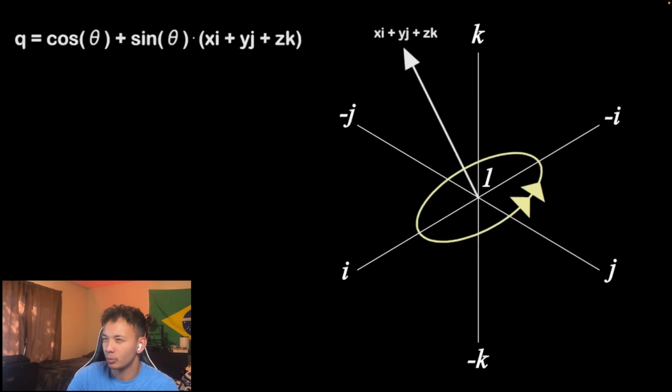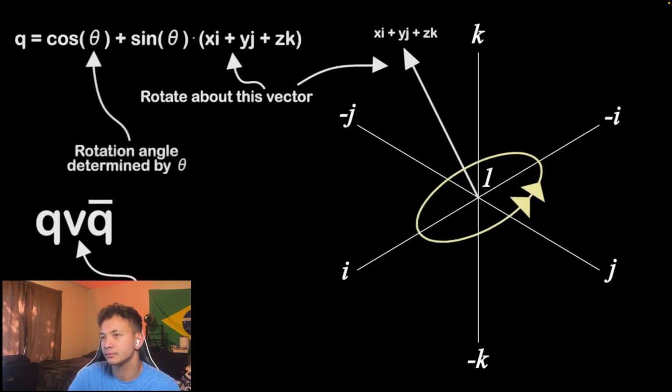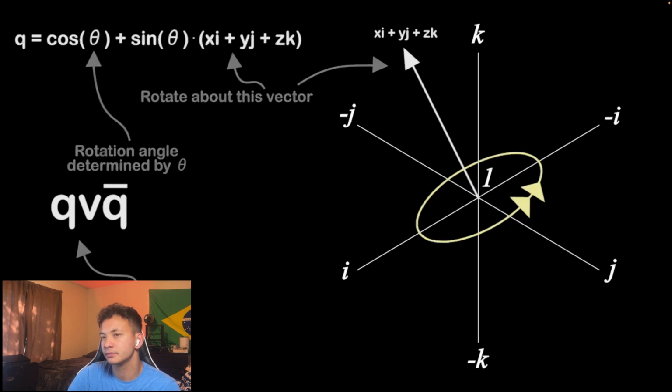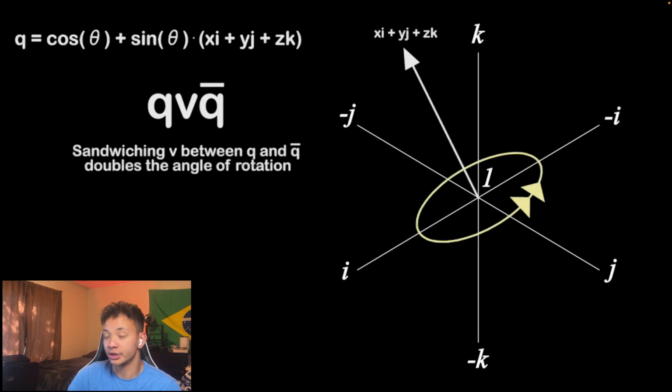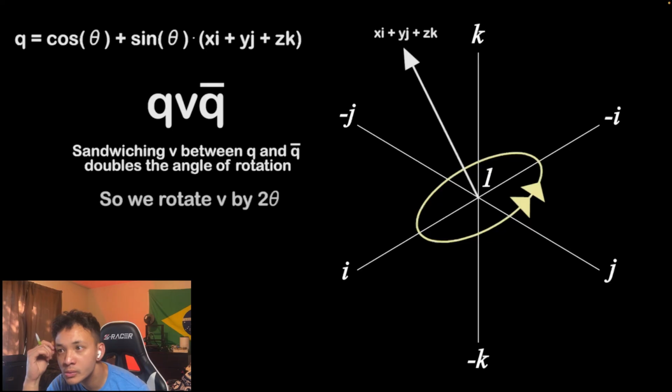So the vector which we are rotating about is given by the vector part of q, and the vector which we want to rotate is given by v. Much like complex number multiplication, the angle that we want to rotate is given by theta in this expression. But there's a catch. Since we sandwich v between q and q conjugate and end up doubling the rotation about the vector part of q, we actually end up rotating v by 2 theta degrees.